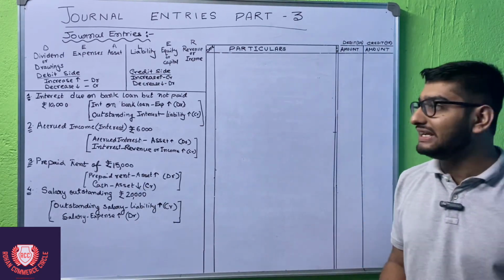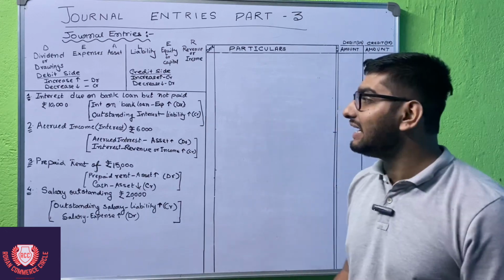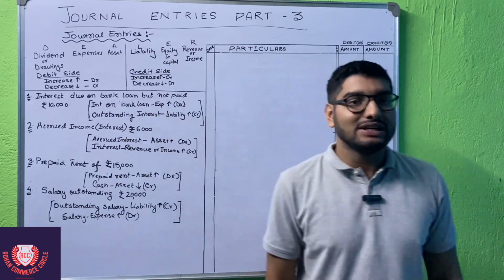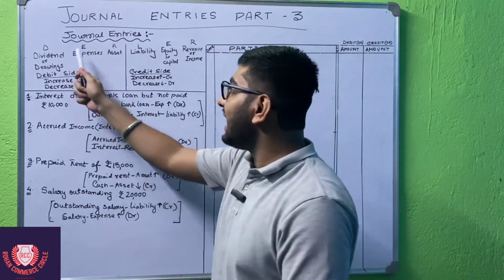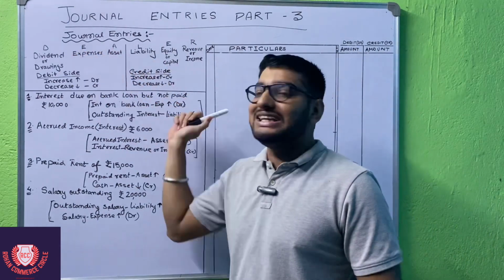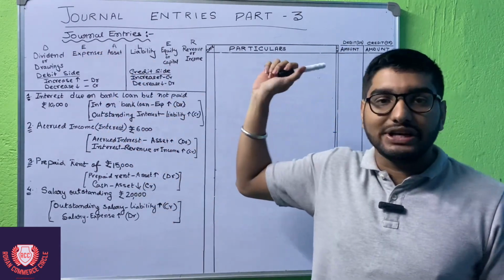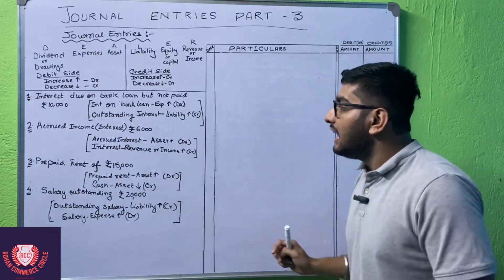So there are two things over here. One is interest on bank loan, that we have to pay, that means it is our expense. So it will be debited. As the expense increases, we have to debit it. Students, this is the Golden Rule. I have already made one video. You can click on the I button and see the rule if you have not seen it.